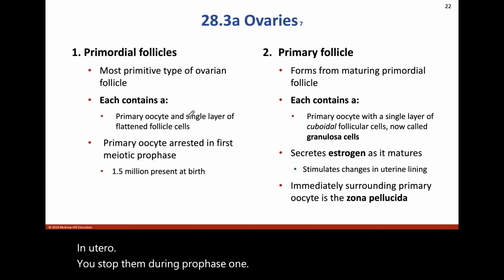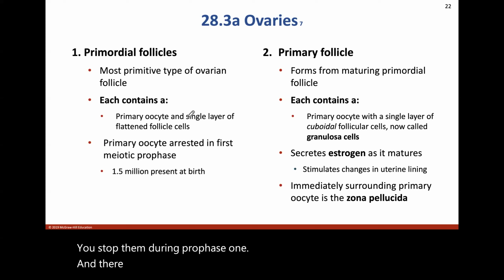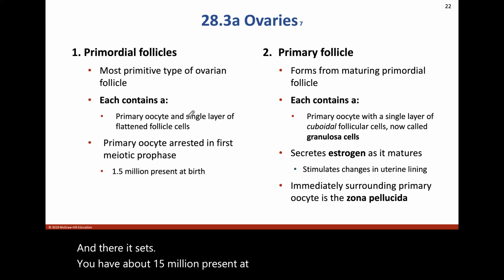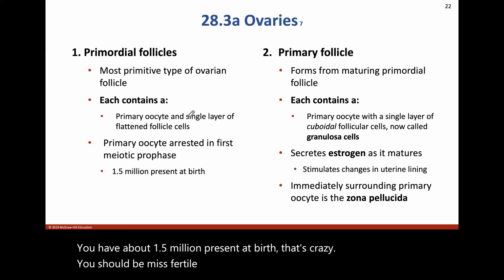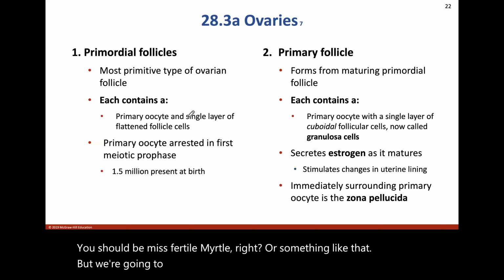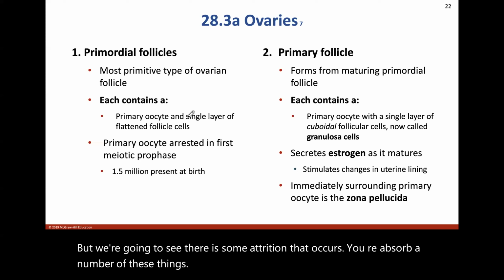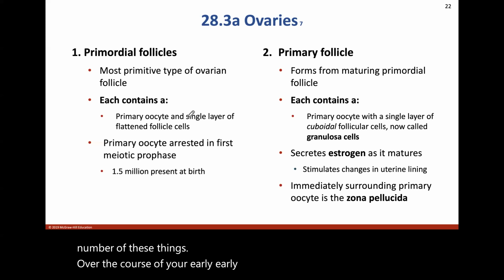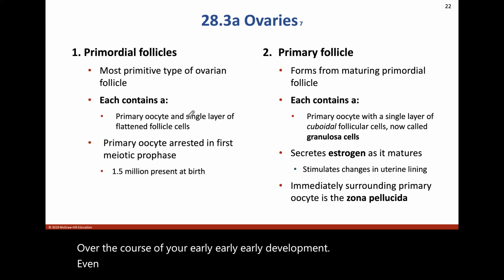And there it sits. You have about 1.5 million present at birth. That's crazy. You should be Miss Fertile Myrtle, right? But we're going to see there is some attrition that occurs. You reabsorb a number of these over the course of your early development, even prior to hitting that puberty thing.